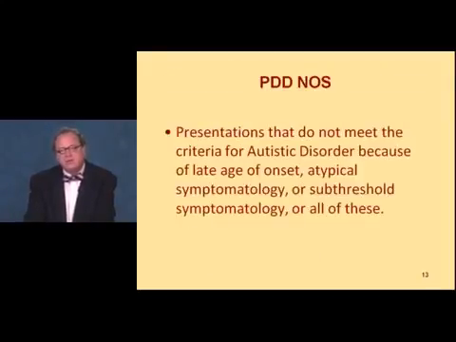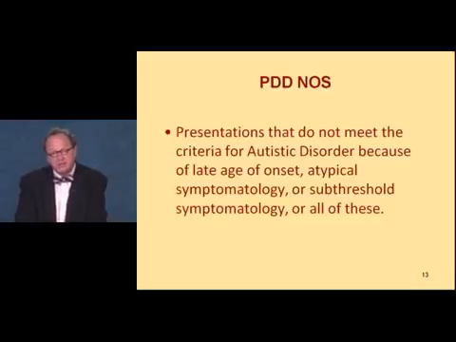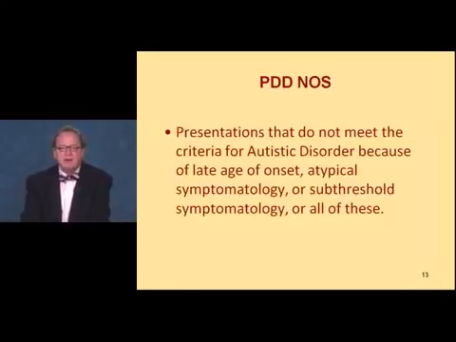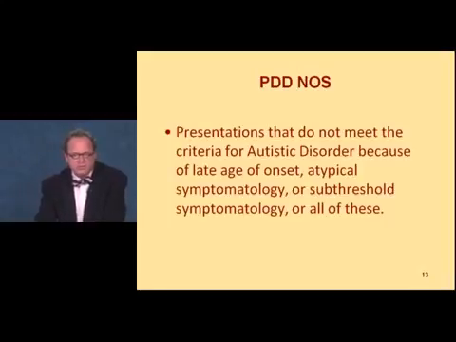Pervasive developmental disorder not otherwise specified, PDD-NOS, was the most common of the PDDs. And this is more of a catch-all term for individuals with a prominent social disability who don't meet criteria for autistic disorder or Asperger's disorder. They may have a later age of onset of symptoms. They may have symptoms that don't meet full criteria for these other disorders, for example.